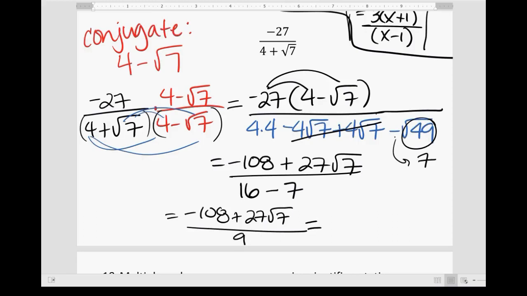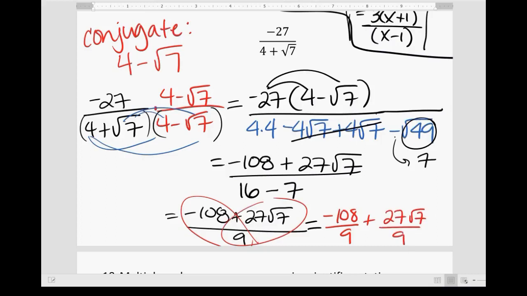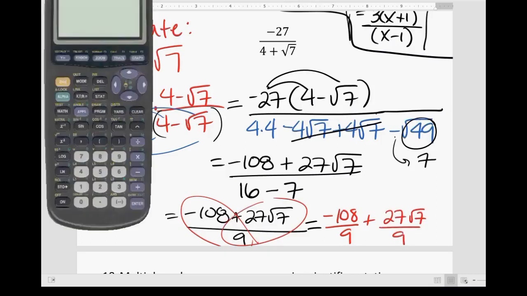Now you want to check and see if you can simplify this. And the best way to look at that is to split it up. So you've got negative 108 over 9 plus 27 root 7 over 9. So you want to see if you can simplify this.